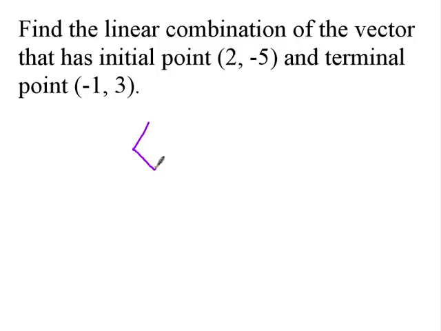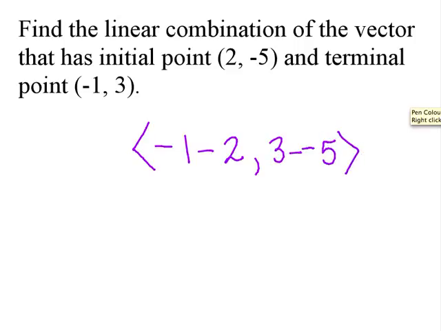To find the component form, I'm going to start with negative 1 and take negative 1 minus 2. Then I'm going to start with the 3 and take 3 minus negative 5. Chances are you aren't going to need to write that down. I'm just writing it down for anybody watching the video or somebody who isn't here to listen to the lesson. So what would the component form be? Negative 3, 8.